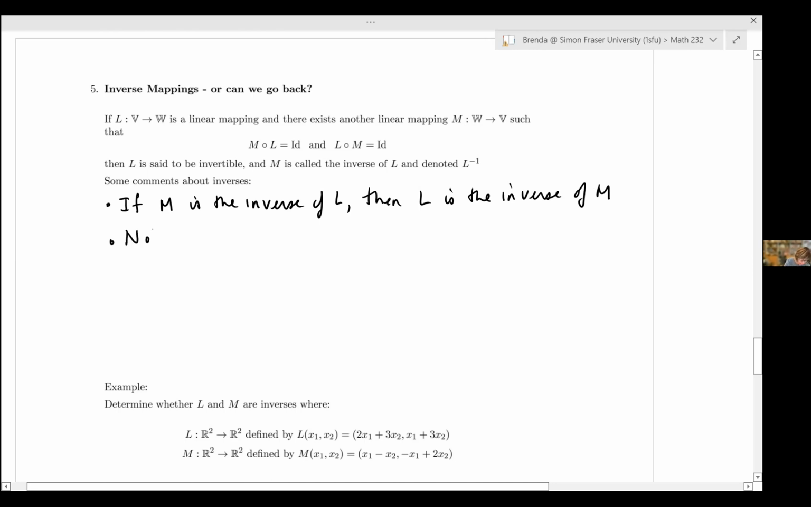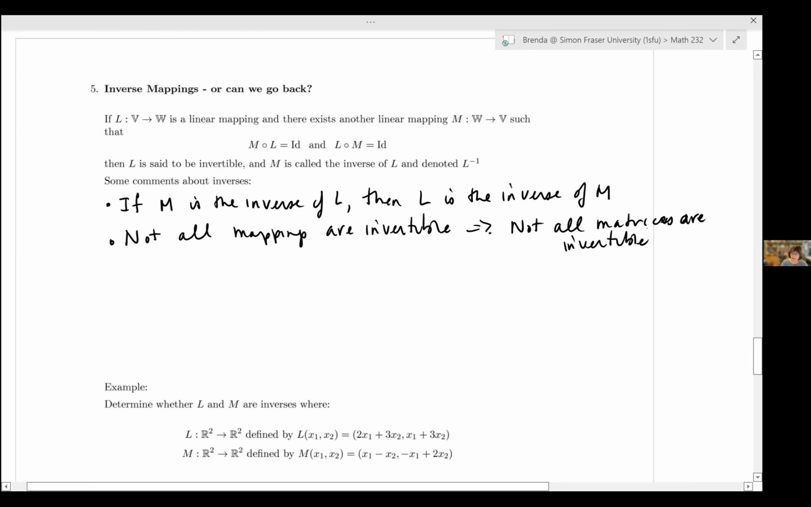Key point, not all mappings are invertible. We've seen earlier that not all matrices are invertible. And since all matrices represent linear transformations, it immediately follows that not all linear transformations have an inverse. If the inverse exists, it is unique. Okay, there's not more than one of them.